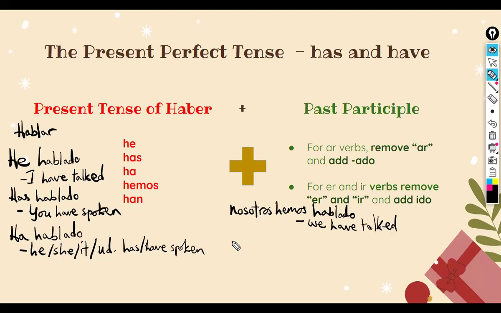All right, and then ellos, ellas, ustedes. And also I put in the subject midway through. All right, ellos, ellas, ustedes, han hablado, right? They or you plural have spoken, right? Have talked.